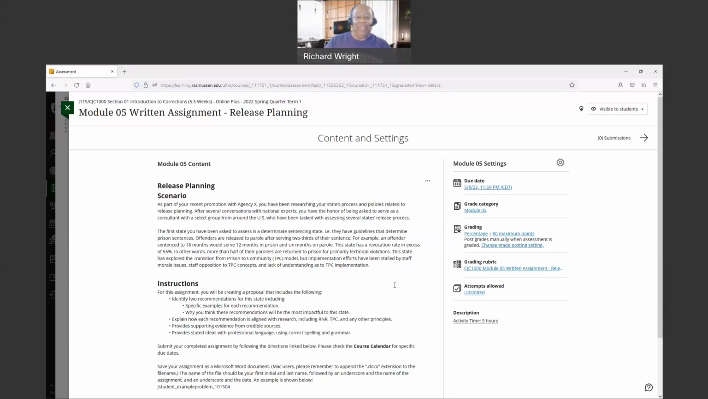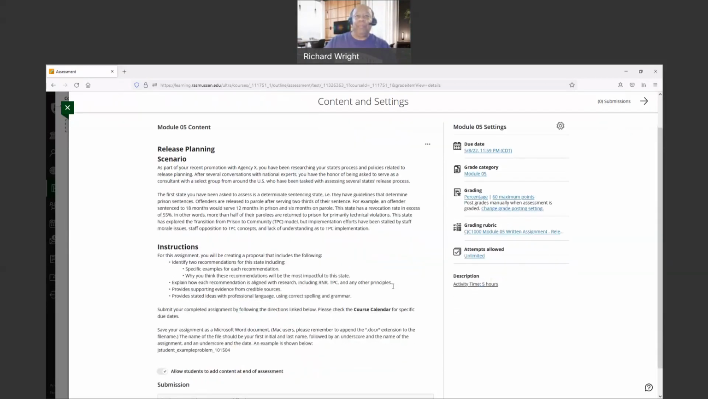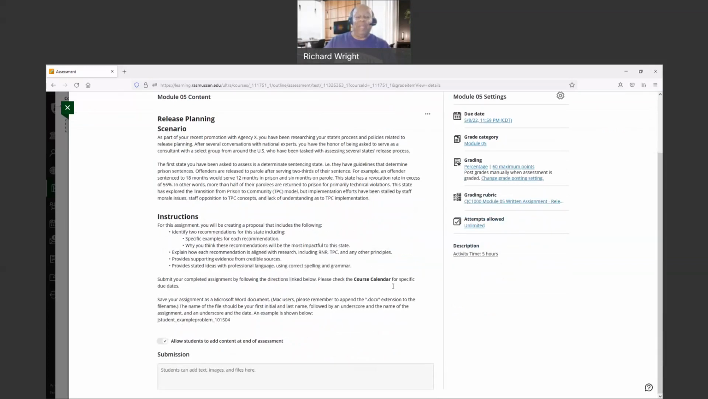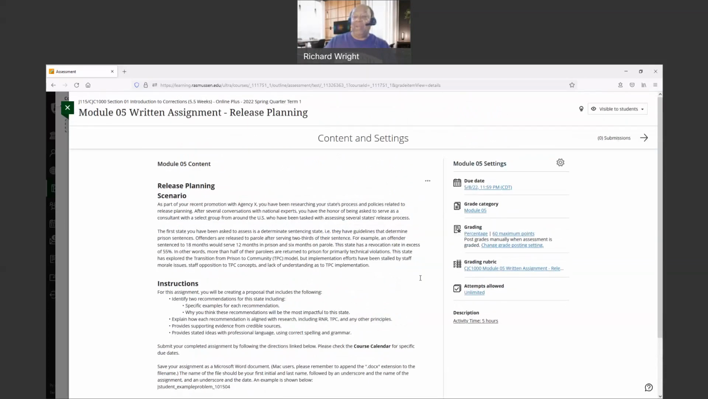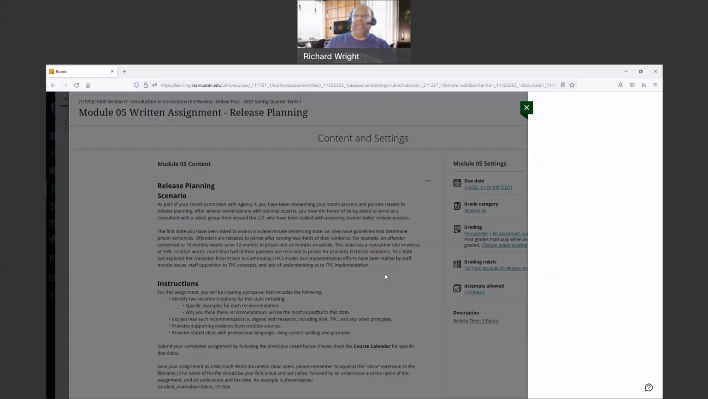State ideas with professional language, using proper grammar and spelling. It's going to be in a Word document. It's going to be double spaced. All right. So it's very important that you get this done. Make it as detailed as possible.